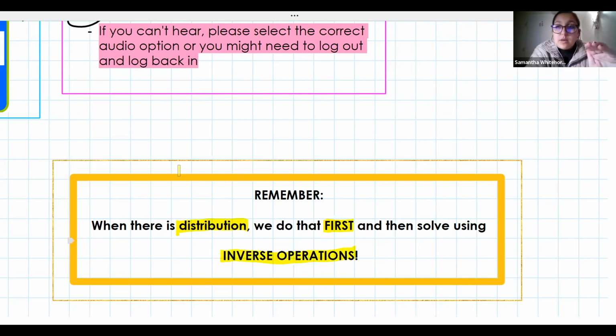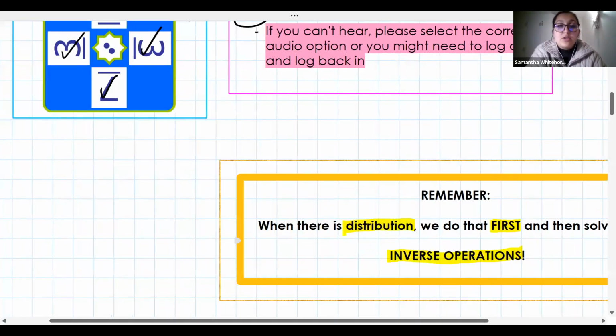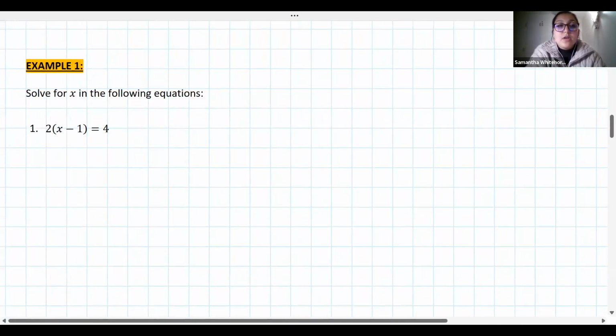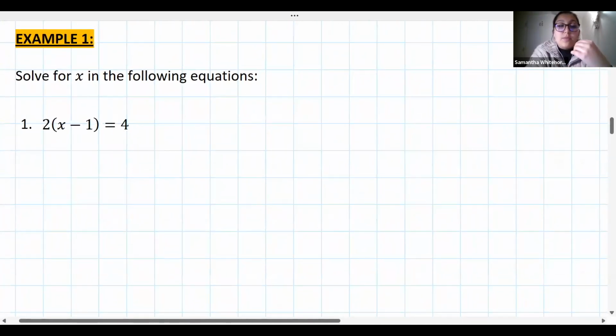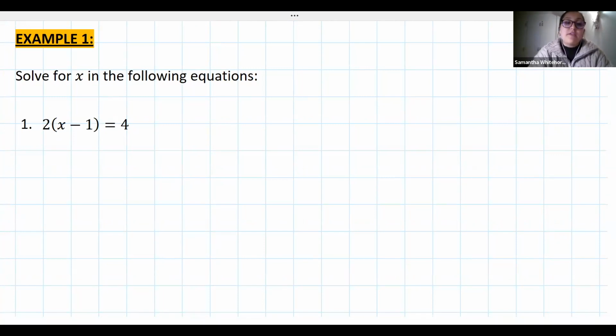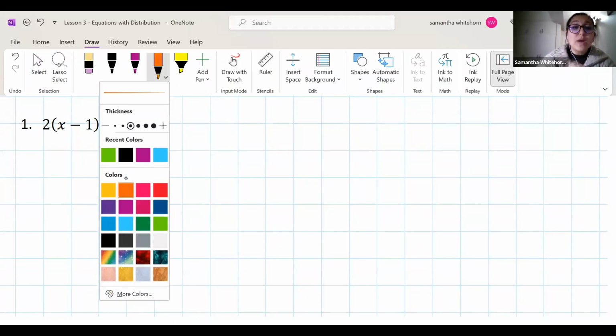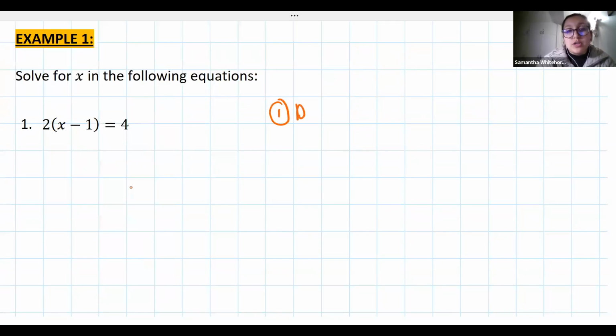So we're going to look at one, I'm going to explain one, and then hopefully you'll be able to try one or two by yourselves. So let's have a look at this first example here. We've got 2 times x minus 1 is equal to 4. Now, I'm sure some of you could do this quite easily, and that's absolutely fine. But if we work through this together, as I said, the very first thing that you always do when you see that there is multiplication or there's distribution is you need to do the distribution first.